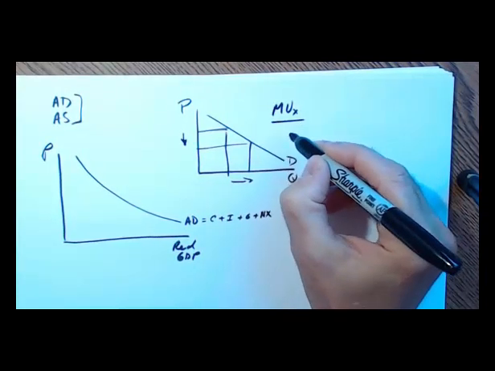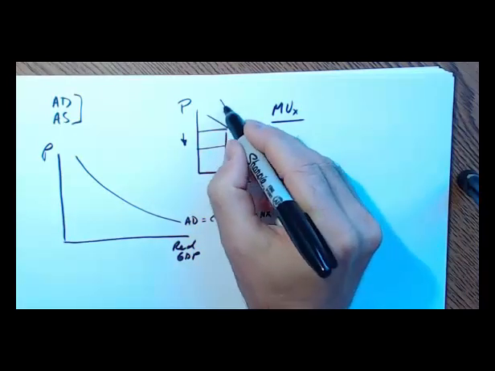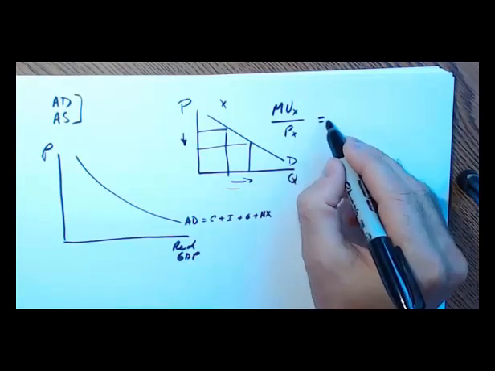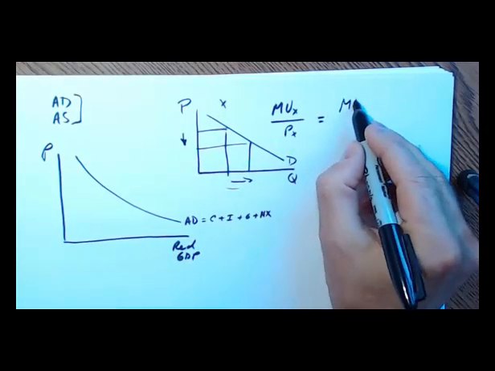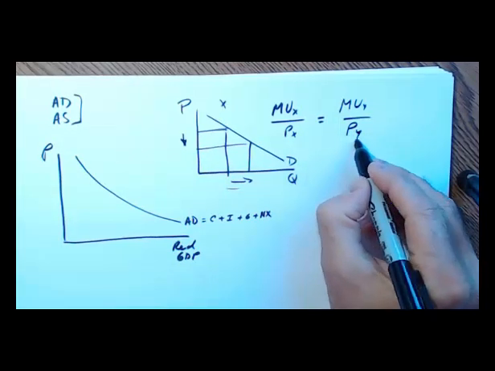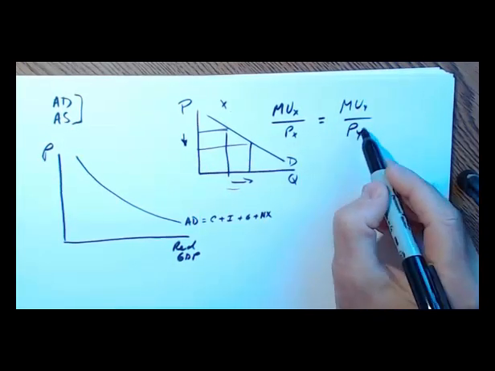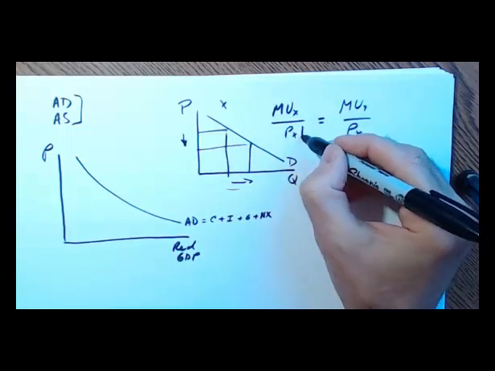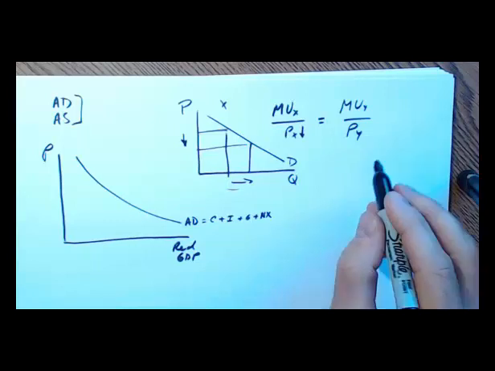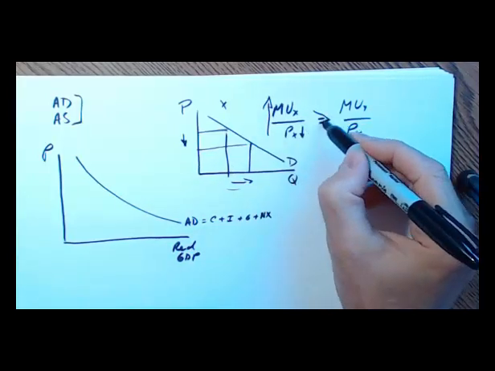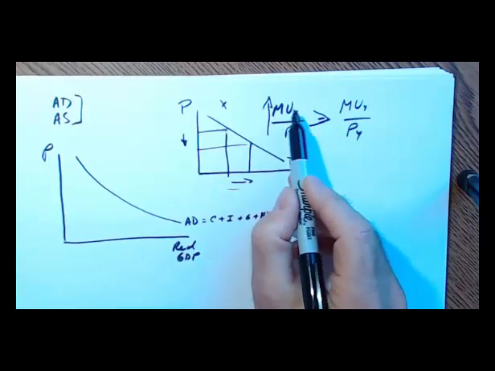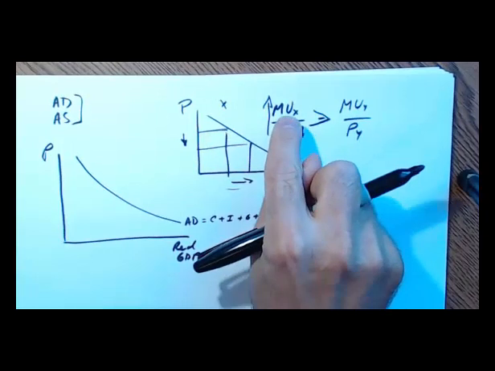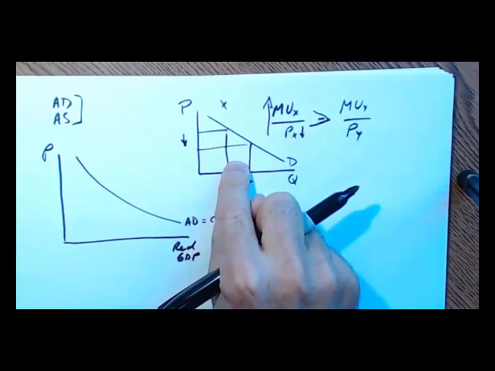So if, for example, this was good X, we had the marginal utility of X over the price of X, and we set that equal to another good, Y, and that marginal benefit to marginal cost relationship. So here's the optimal consumption bundle. So what happens is when the price of X drops, this whole fraction goes up. So this side of the equation becomes bigger, and because it becomes bigger, you're going to want to consume more of X, which is what we see here.